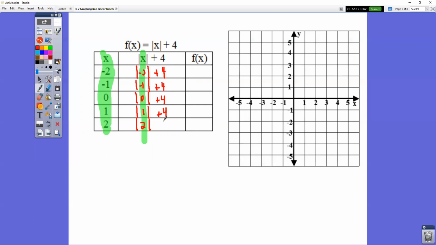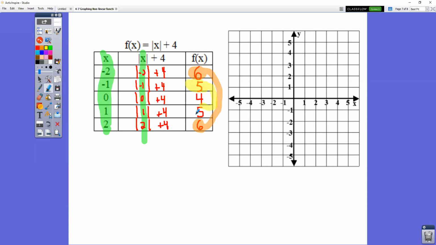The absolute value of -2 is +2. 2 plus 4 is 6. Absolute value of -1 is +1. 1 plus 4 is 5. Absolute value of 0 is 0. Plus 4 is 4. Absolute value of 1 is 1. Plus 4 is 5. Absolute value of 2 is 2. Plus 4 is 6.